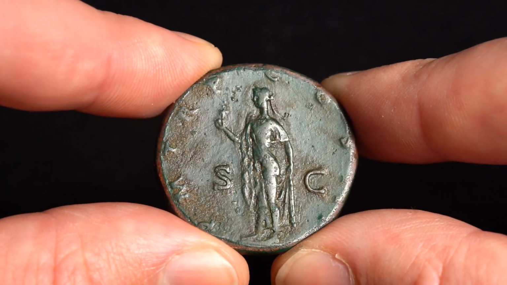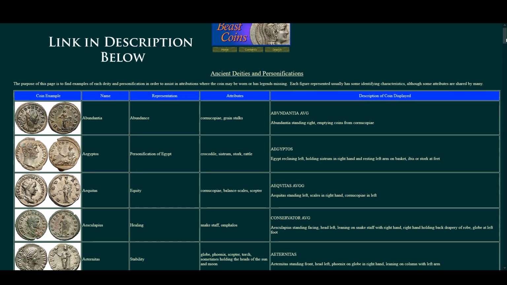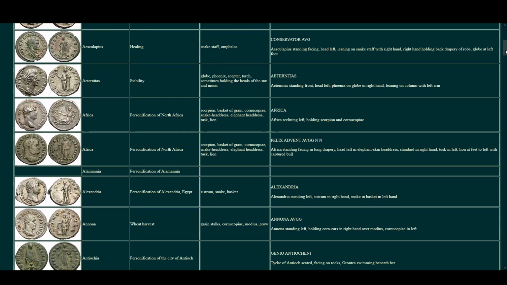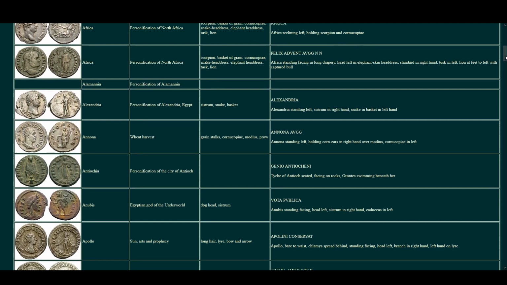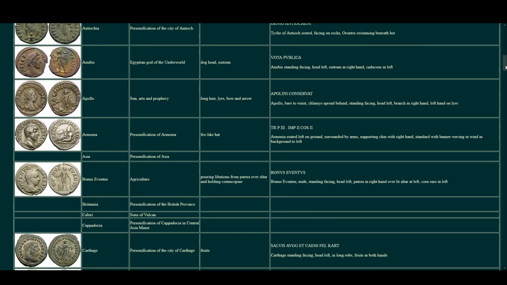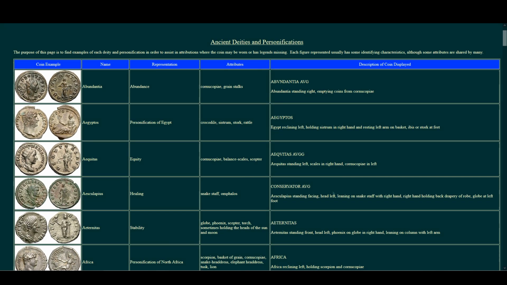The first one I would like to talk about is Beast Coins. I'll leave a link in the description down below, so have a look at it. Here we have a very comprehensive list in alphabetical order of all main gods and personifications combined, with a convenient picture as an example. On the columns to the right of the coin, we can see the Latin name of the deity, its name translated and contextualized to English. Then we have a quick description.